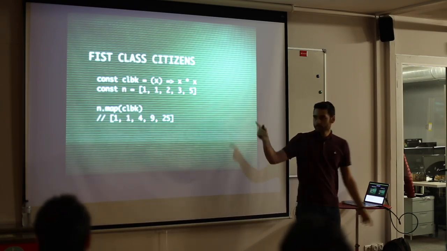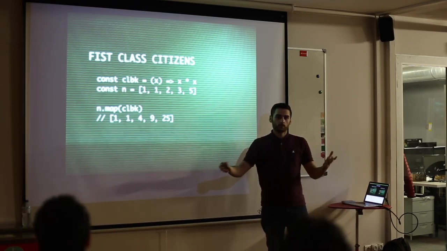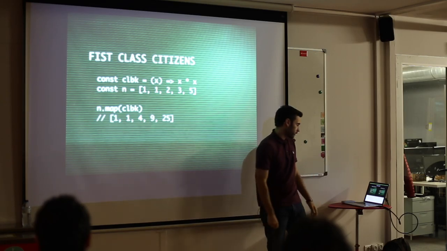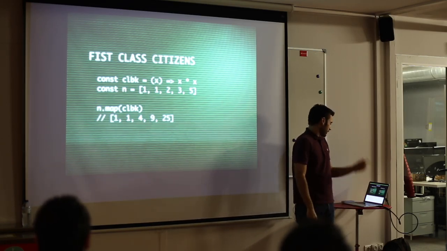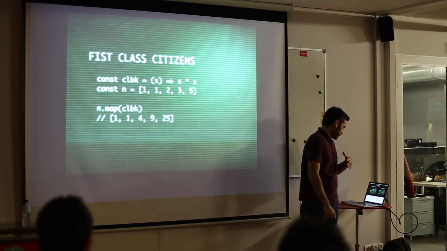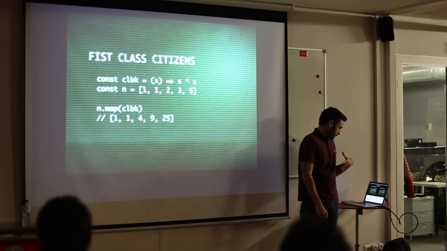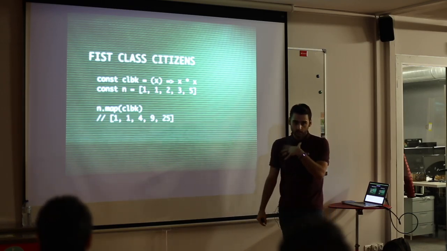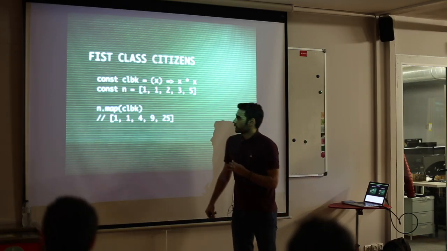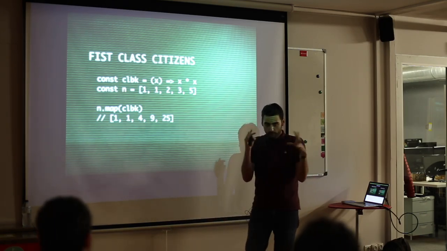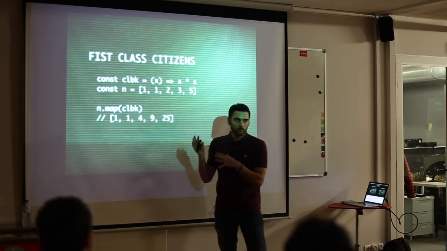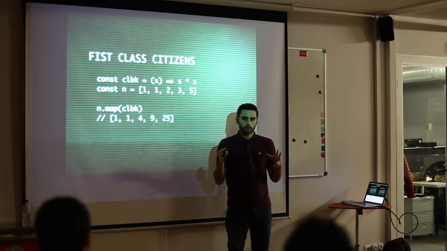In JavaScript, a function is a first-class citizen because you can actually pass it as an argument to other functions. A function can return another function. A function can be chained. A function can be operated as any other scalar. So this is the first principle that you need in a language in order to say that you are working with functional programming.